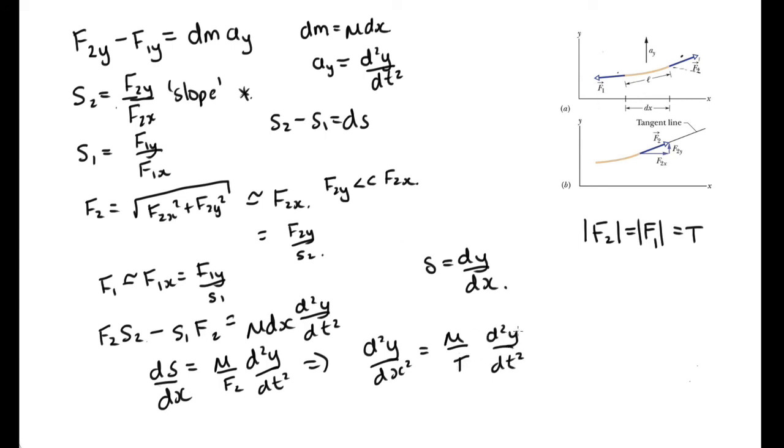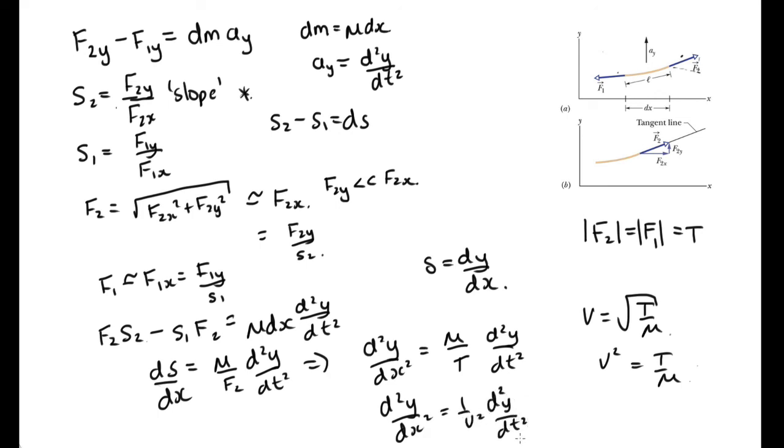Now previously we've shown that the velocity is equal to the square root of tension over mu, and so we've got v squared is equal to T on mu, so we can replace this mu on T with 1 on v squared. So we've got d squared y dx squared is equal to 1 on v squared d squared y dt squared. And so that is how we derive the wave equation.